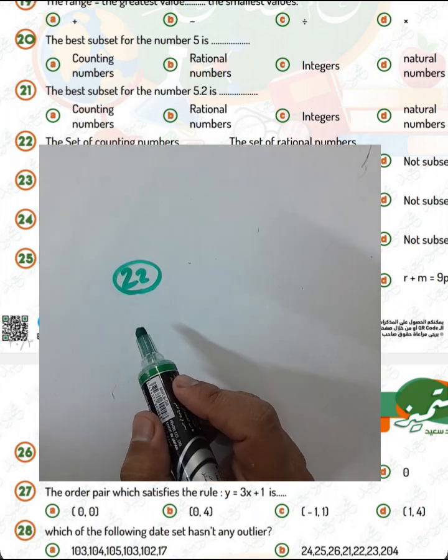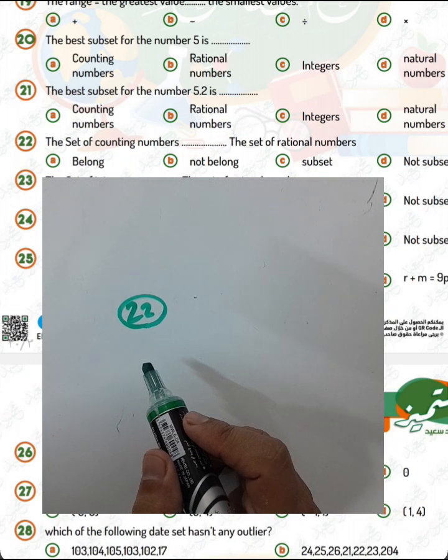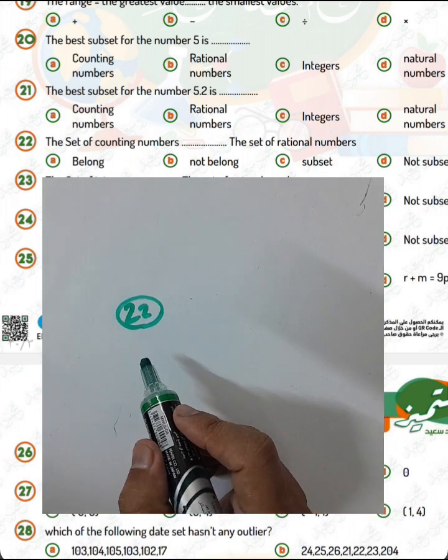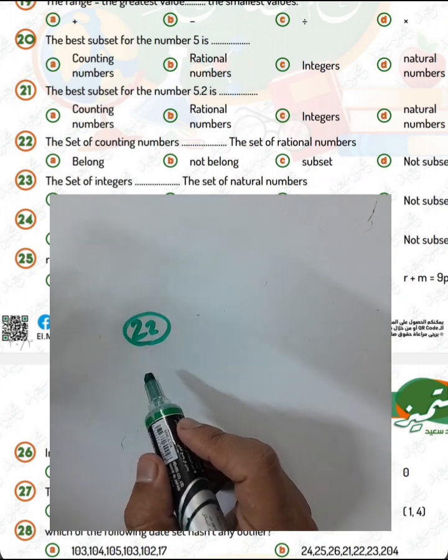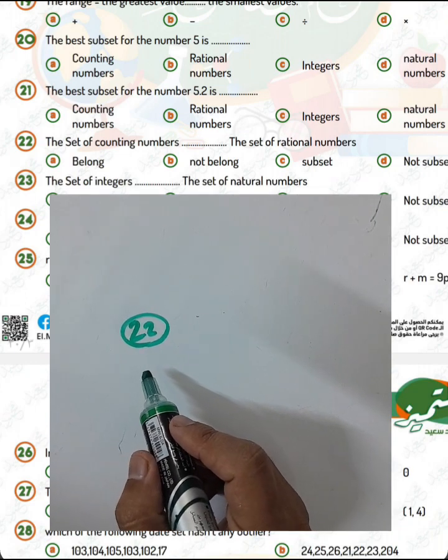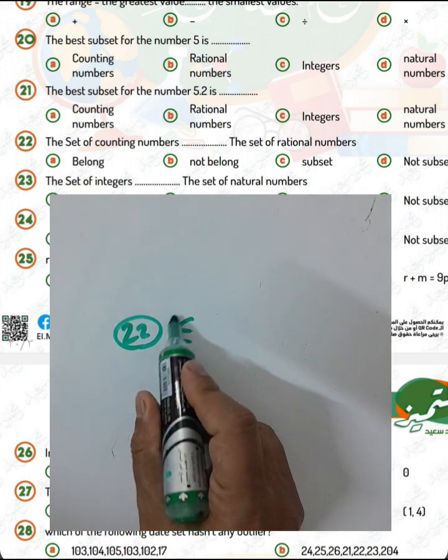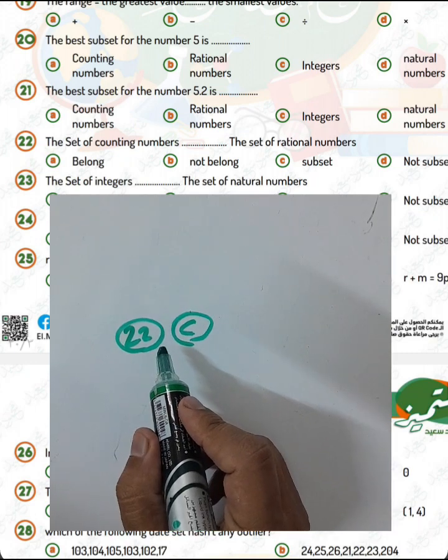Question 22 is a set of counting numbers and set of rational number, it will be what? Subset. Set of counting numbers such that 1, 2, 3, 4, subset from rational number, subset. Okay, choose letter C about question 22, it will be subset.